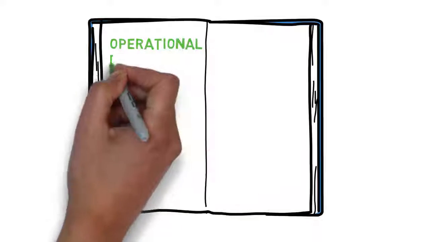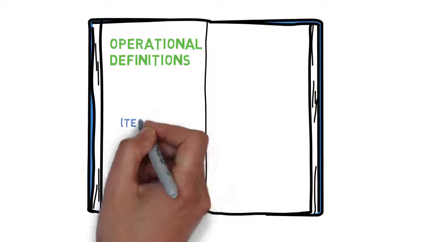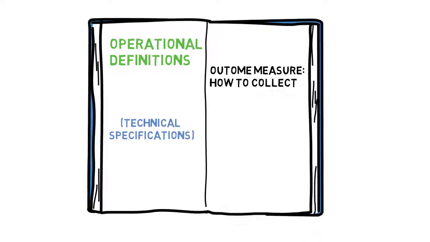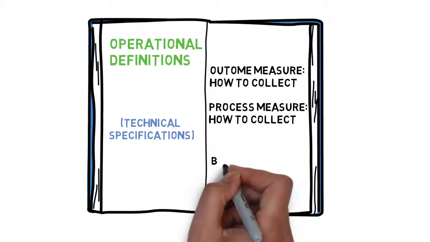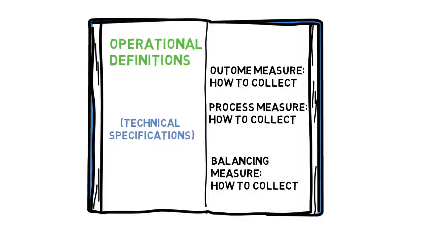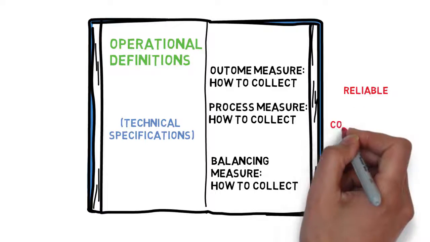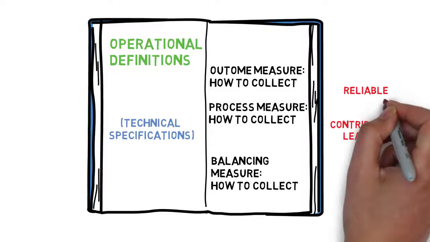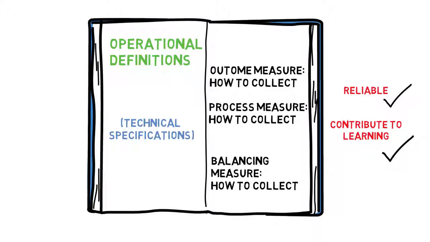Once a team has identified their family of measures, it is very important to create operational definitions for each of those measures. Operational definitions are sometimes referred to as technical specifications. To contribute to learning, measures must be collected in the same way each time, regardless of who is collecting the data. If measures are not collected consistently, changes may be erroneously attributed to the changes we have made, when really they are just changes to the measures due to the way the data was collected. Good operational definitions ensure that the measures that are collected are reliable and can actually contribute to the team's learning about whether their changes are improvements.